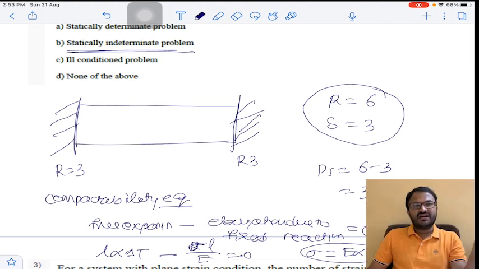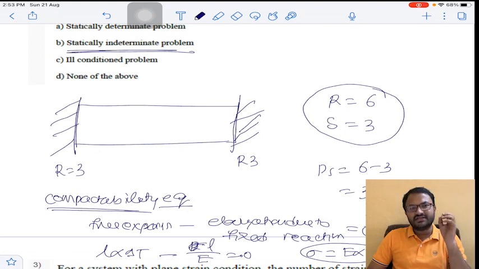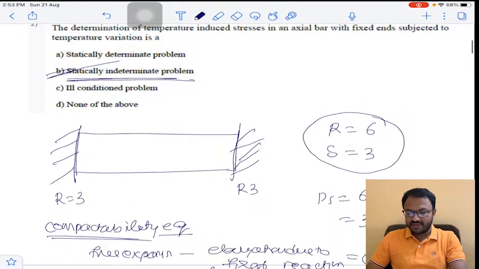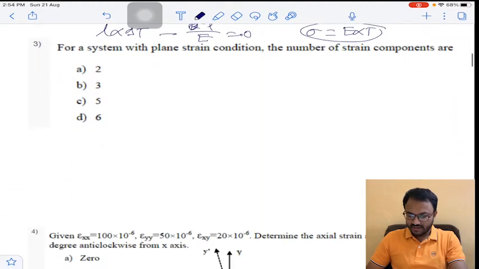If one end is fixed and other end is free, there is no development of stress. Here we use compatibility equation for statically indeterminate problems. Statically determinate problems are solved only by using just equilibrium equations. When equilibrium equations are not sufficient, we go for compatibility equations. So here we have used the compatibility equation. So it is a problem related to statically indeterminate problem. So the answer is B for question number 2.